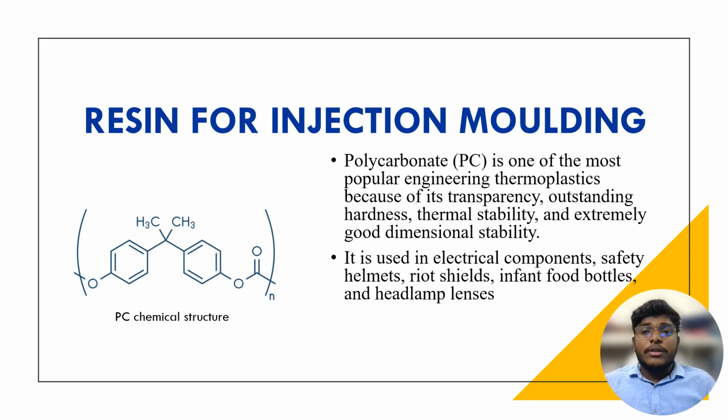The reason for injection molding. Polycarbonate is one of the most popular engineering thermoplastics because of its transparency, outstanding hardness, thermal stability, and extremely good dimensional stability. It is used in electrical components, safety helmets, riot shields, infant food bottles, and headlamp lenses. This picture shows the PC chemical structure.